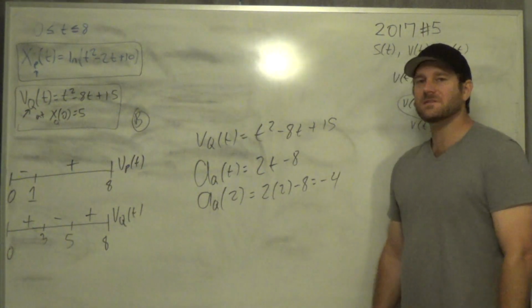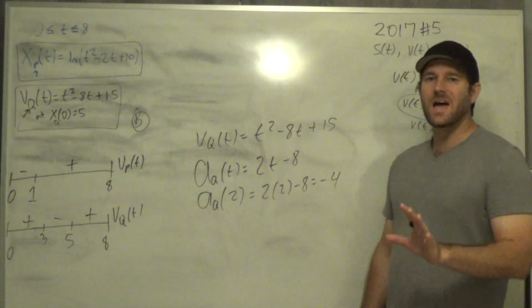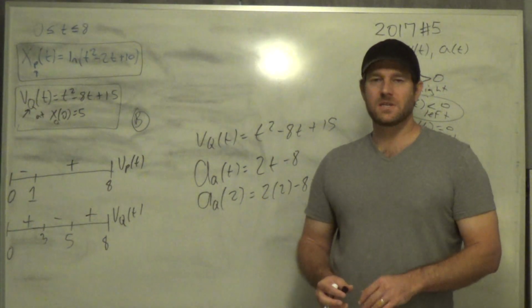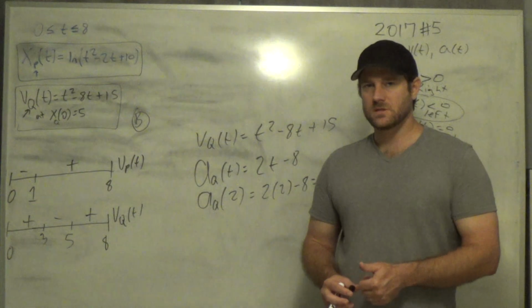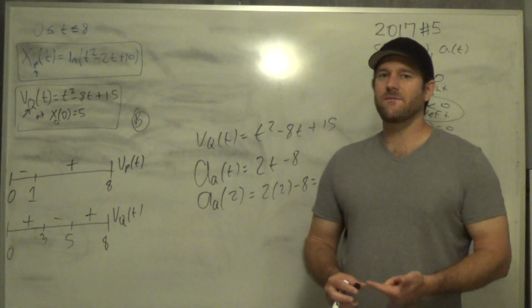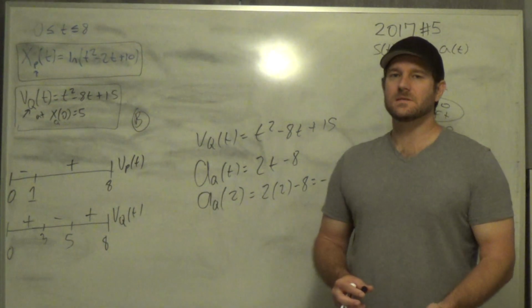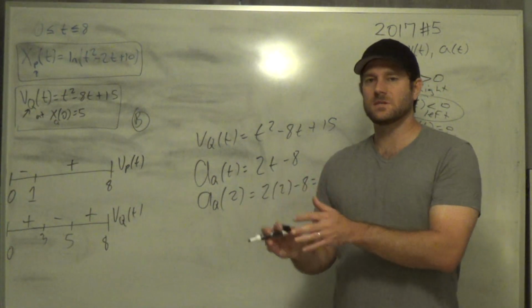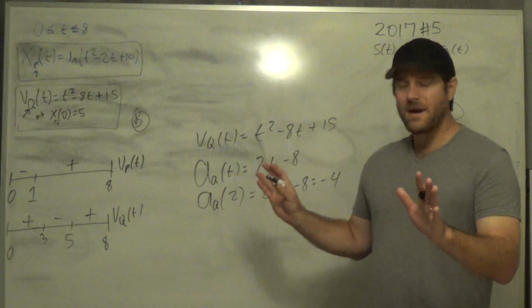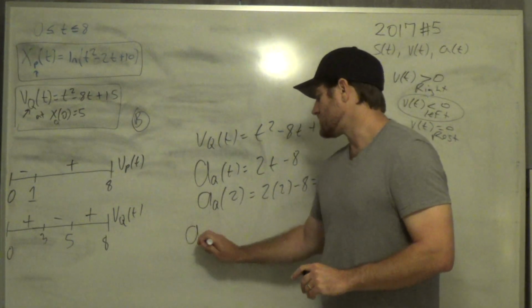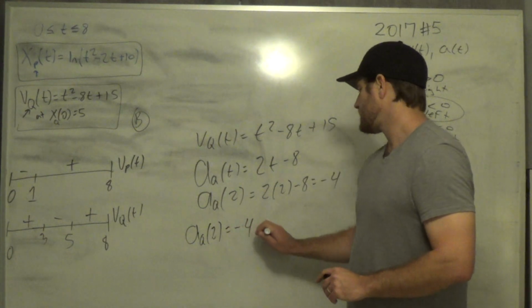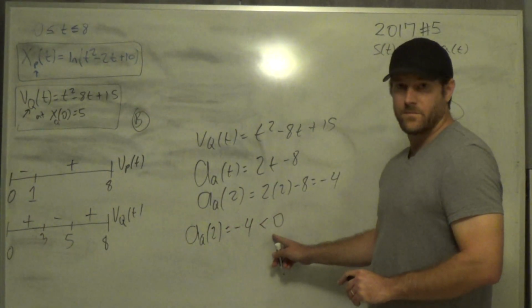Remember, to find out if speed is increasing or decreasing, you look at the signs of velocity and acceleration. When velocity and acceleration have the same signs, speed's increasing. When velocity and acceleration have different signs, the speed is decreasing. So we only care about at time 2. So the acceleration at time 2 is less than 0.